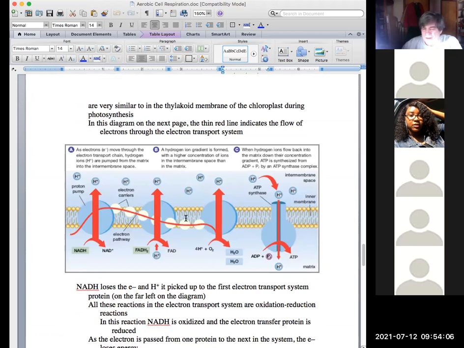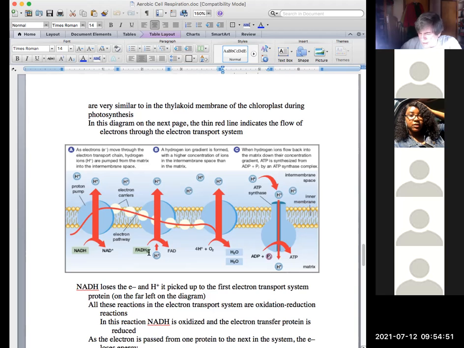Now, as the electron gets passed from one protein to another protein, it loses energy. Remember, we talked about this with photosynthesis. But as it loses energy, so this electron path is shown by this very thin red line, some of the energy that it loses is used to pump hydrogen into the space between the inner membrane and the outer membrane. It's sometimes called the intermembrane space. So in here, down in this area, is where the matrix is.